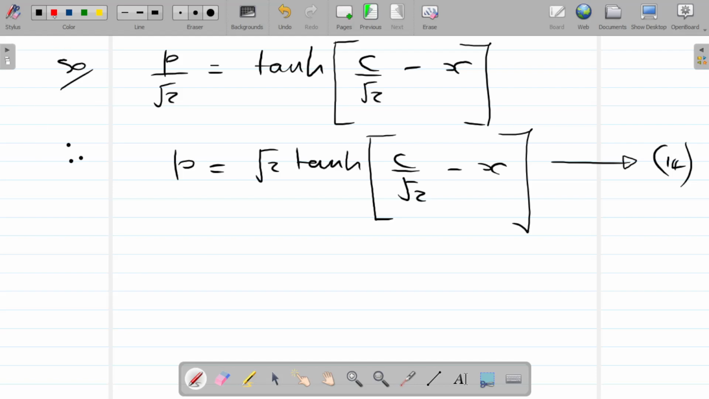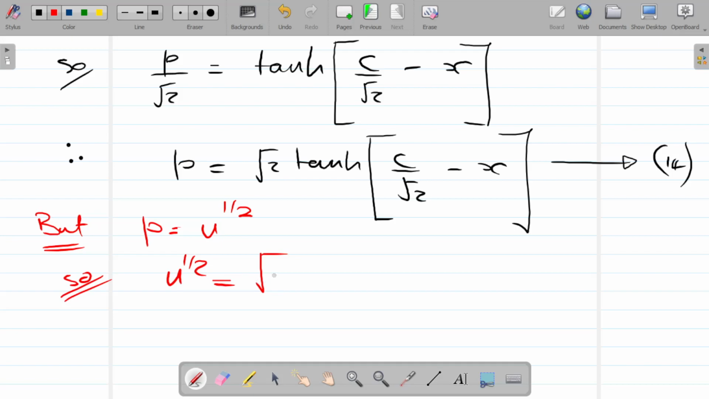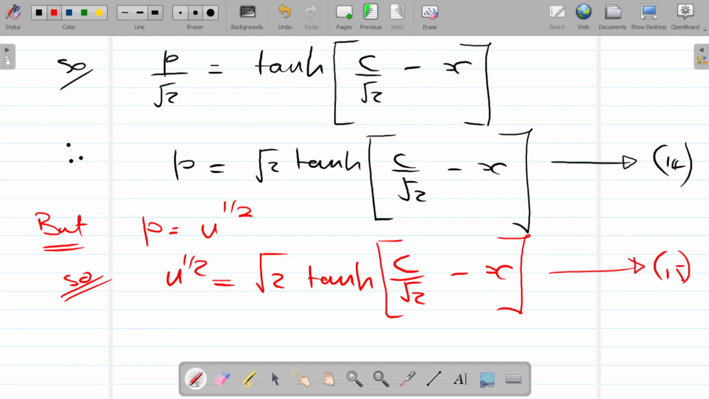But where's my pointer gone? It keeps disappearing. So there we are. But p equals u to the power of half. And we know, well, let's just substitute u to the power of half into equation 14. So we've got u to the power of half equals the square root of 2 times the hyperbolic tangent of c over root 2 minus x, and we'll call that equation 15. Right, okay. Well, that doesn't look like a 5, does it? Let's just write a more legible 5 in. Okay, so we've got that.